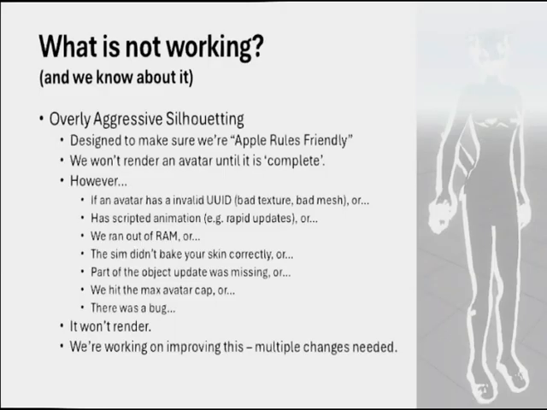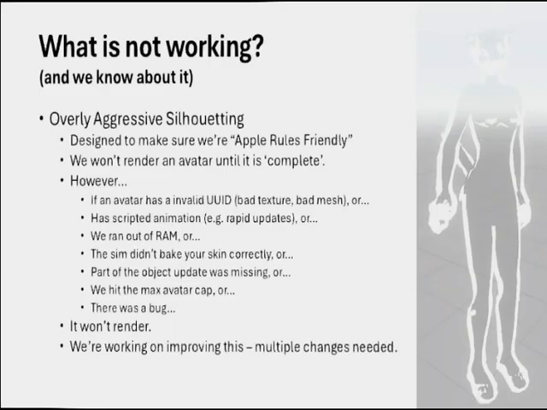Another reason why it might not render is if it's got scripted animation that involves rapid updates. So this is stuff like doing scripted texture flipbooks or mesh flipbooks and things like that. The problem is that every time it does that, it will send the avatar back into the silhouette very briefly. We don't turn the silhouette on and off quickly. We actually wait about a second before we turn it off, and that's to stop it from flickering on or off, which happens quite a lot towards the end of an avatar's loading if we don't have that in place.